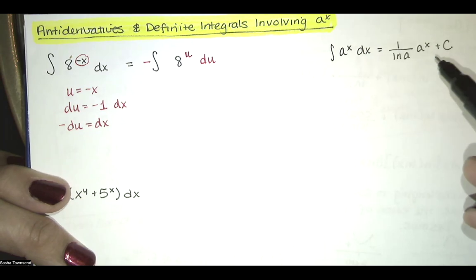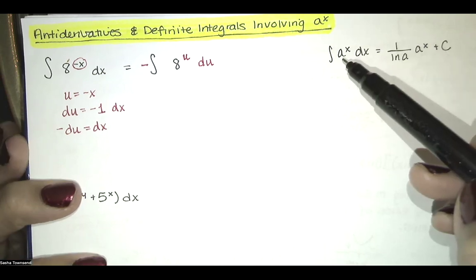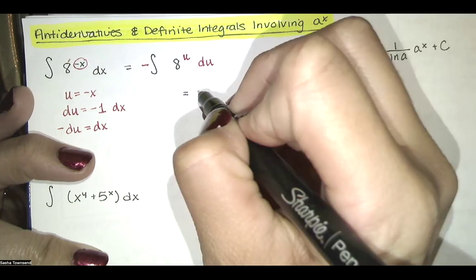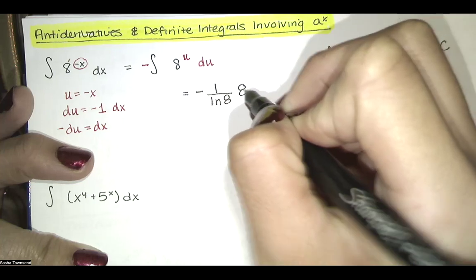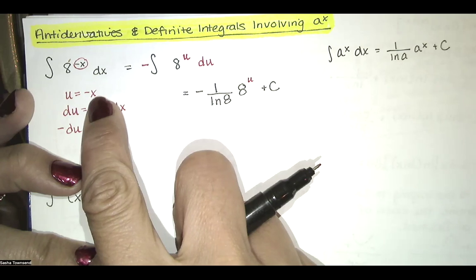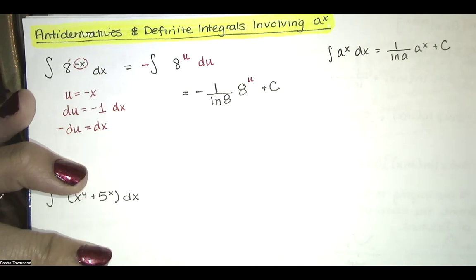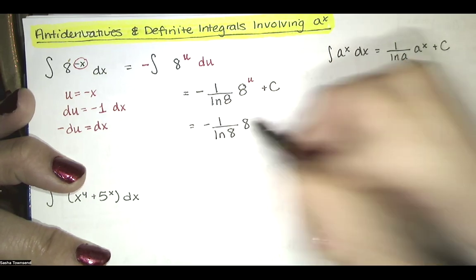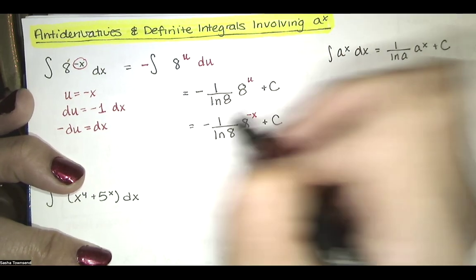I'm just going to use the a to the x rule. We've got a to the u instead of a to the x, but it's basically the same thing. In this case, our a is 8. So the antiderivative of -1 times 8 to the u is -1 divided by natural log of the base, which is 8, times 8 to the u plus c. And then you replace u with whatever it was in terms of x. U was -1 times x, or negative x. We get -1 divided by natural log of 8 times 8 raised to the negative x plus c. And that's our final answer.